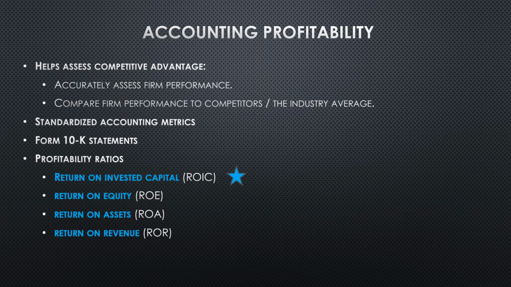Accounting profitability involves numbers, so they're objective in ways, and they help us accurately assess a firm's performance. It allows us to compare these numbers to the numbers of their competitors and the industry average. They're standardized and accepted accounting metrics. We can look at Form 10-K statements, and we can look at various profitability ratios, the most popular of which is the return on invested capital, or ROIC.